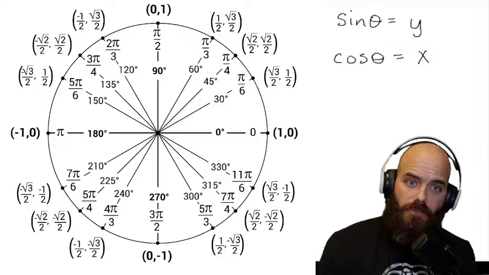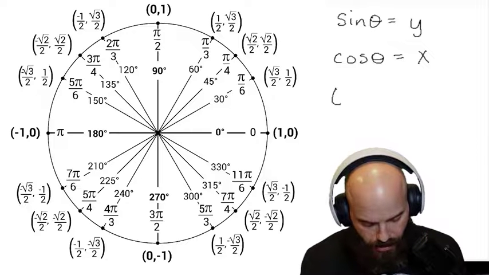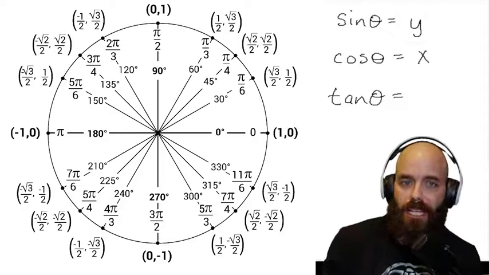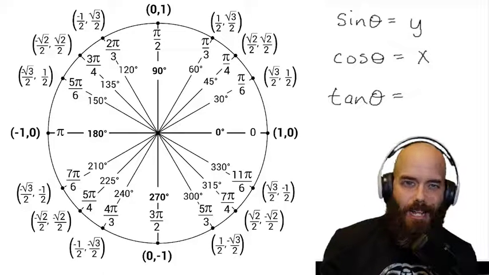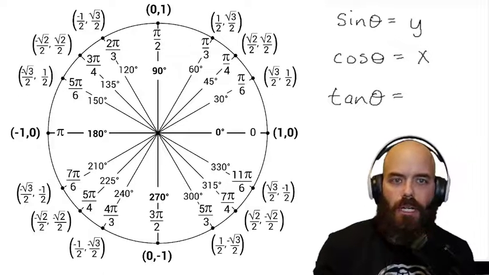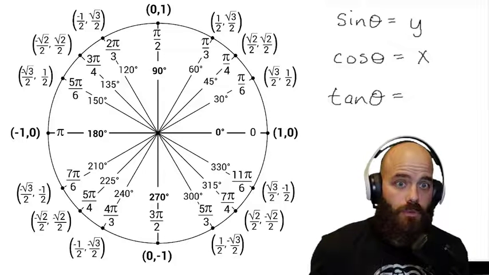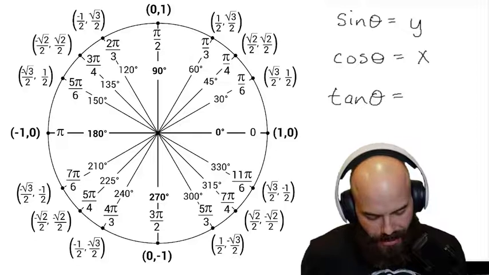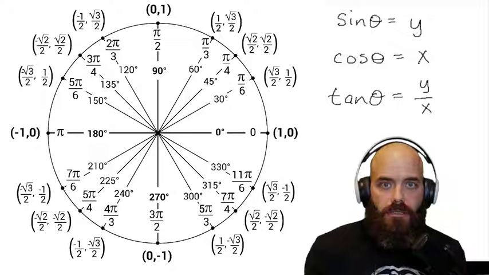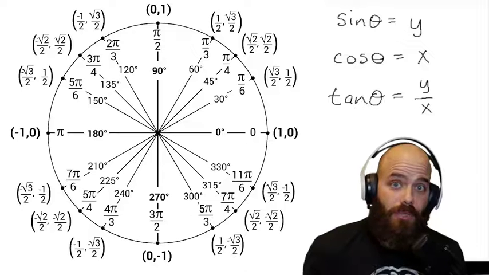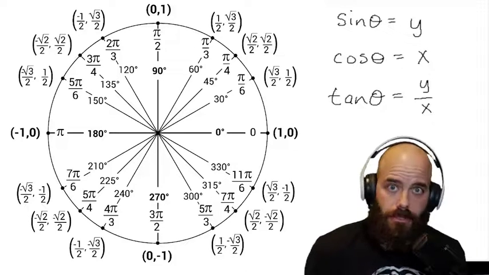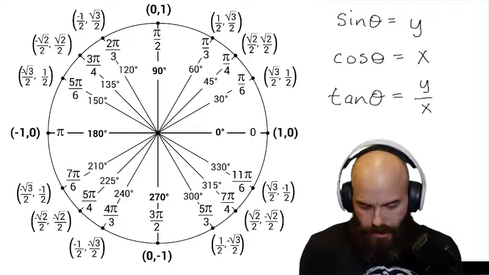And then another trig function is tangent. If you know anything about tangent, tangent is sine over cosine. So if my sine value is y, my cosine value is x, then tangent is y over x. We're going to use these relationships to find exact values of particular trig functions at particular angles. So let's get it.